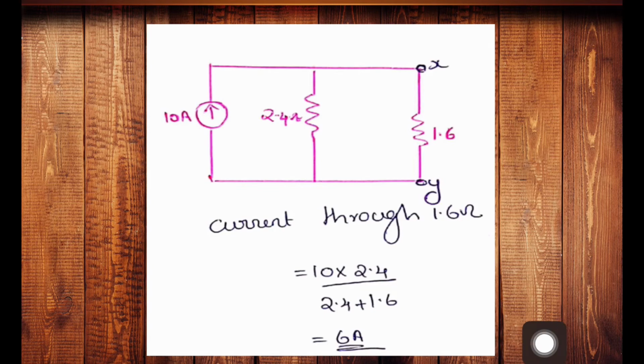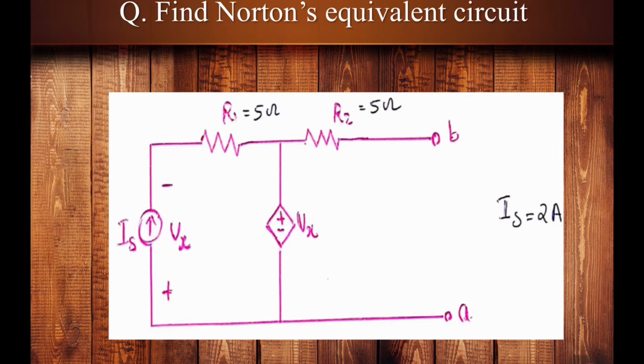That's all about this problem. Let me take you to the next question. Find Norton's equivalent circuit of the network given. Here R1 is equal to 5, R2 is equal to 5, and IS is given as 2 amperes. Let us first calculate the short circuit current or Norton current.